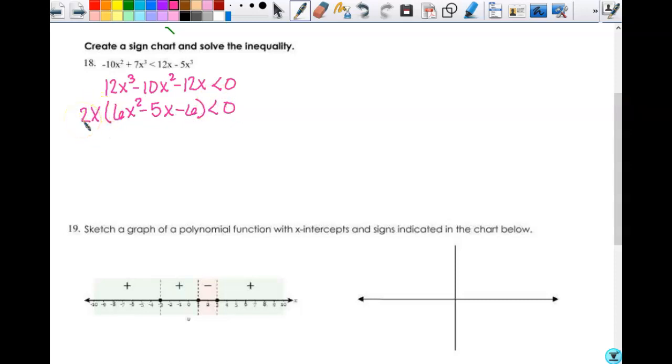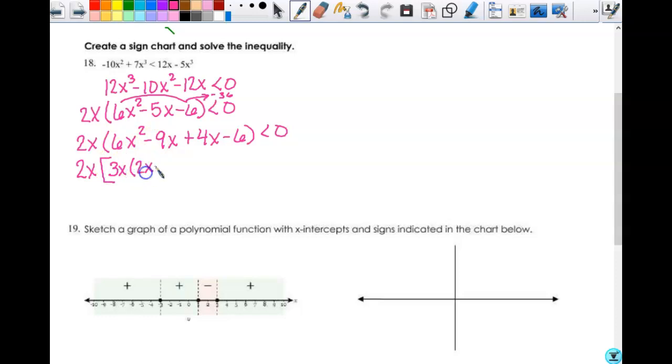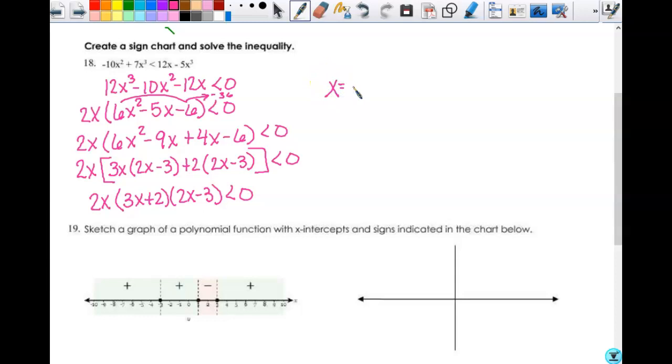I'm not dropping anything off here. So then I can factor by grouping. The 6 times negative 6 here is a negative 36. So that means if I have 2x, and that will give me 6x squared, I can do a negative 9x and a positive 4x minus 6 is less than 0. So 2x, here I can factor out a 3x. That leaves me with 2x minus 3. Here I can factor out a 2, and that leaves me with 2x minus 3, all less than 0. So 2x times 3x plus 2 times 2x minus 3 is less than 0. So my zeros are negative 2/3, 0, and 3/2.